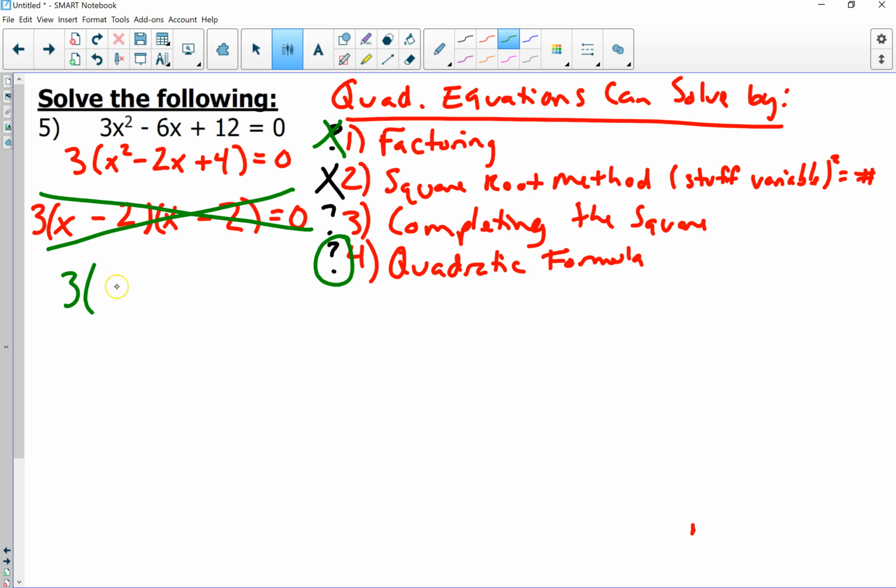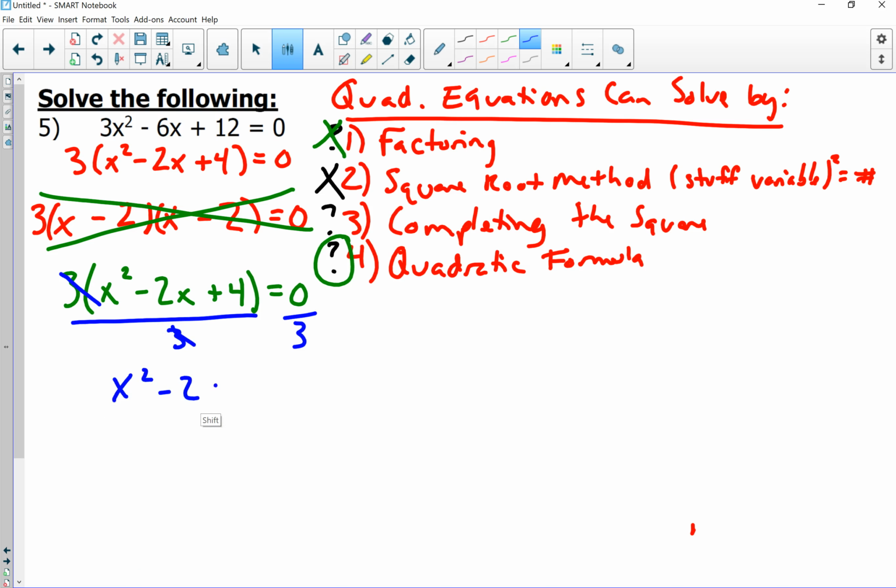So let's see what I had. I had 3 times the quantity x squared minus 2x plus 4. I factored out that 3 to try and make my factorization easier, and that was good. But I don't really want this extra factor of 3 for the quadratic formula. So one nice trick is to divide out that greatest common factor. My 3's would divide out, leaving x squared minus 2x plus 4. And 0 divided by 3 is still 0. So all we really did is pull out this extra factor of 3 from the original and get rid of it, right?